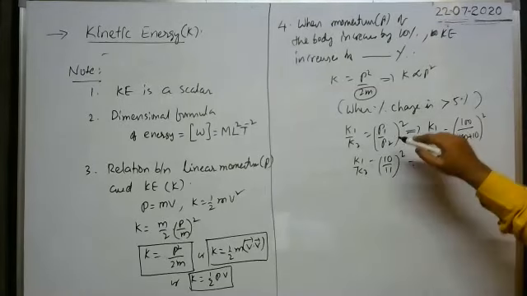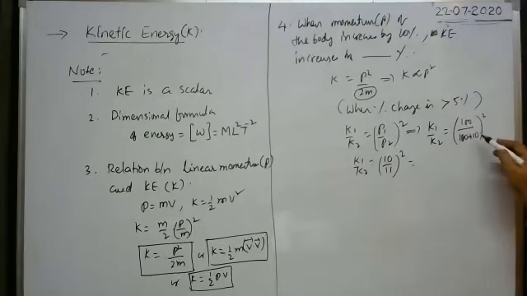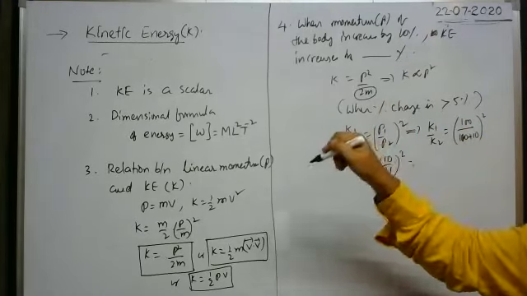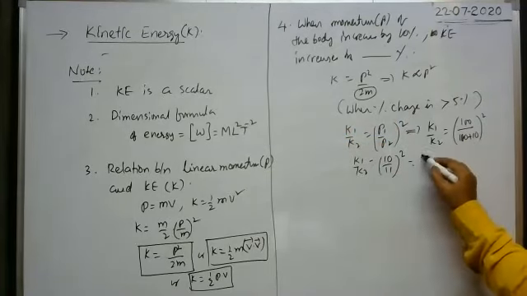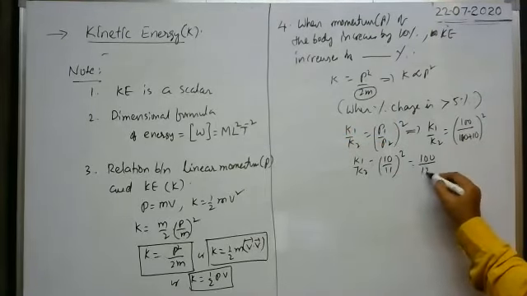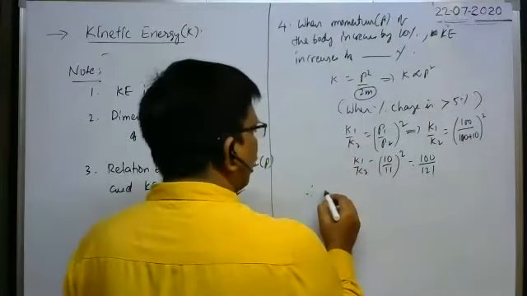As momentum is increased by 10%, if initial momentum is 100, final momentum is 100 plus 10. If the momentum decreases by 10%, we have to write 100 minus 10. Okay, this is equal to 100 by 121. Therefore, percentage change in kinetic energy, they asked.